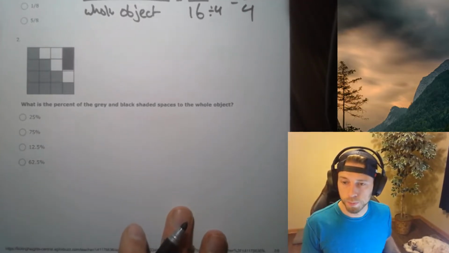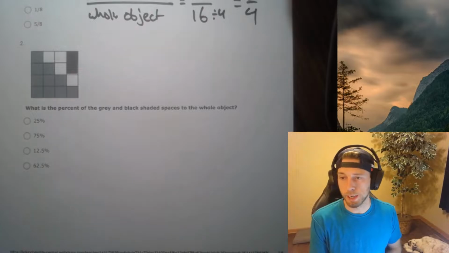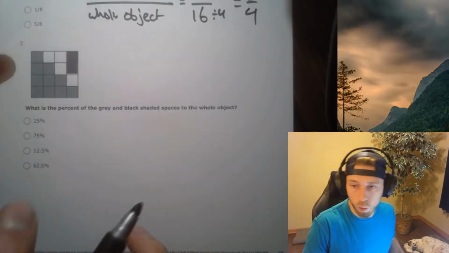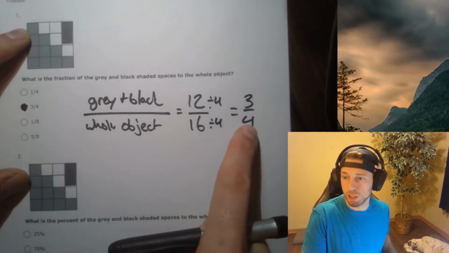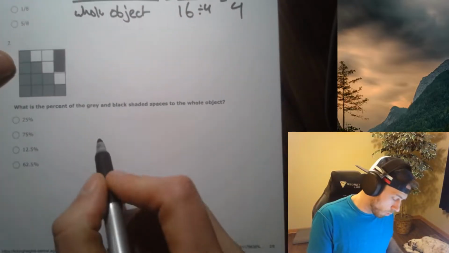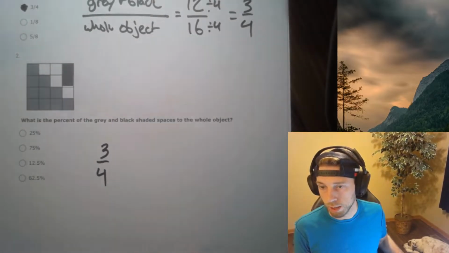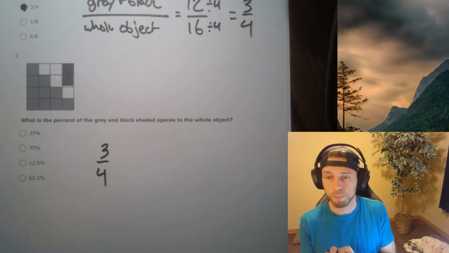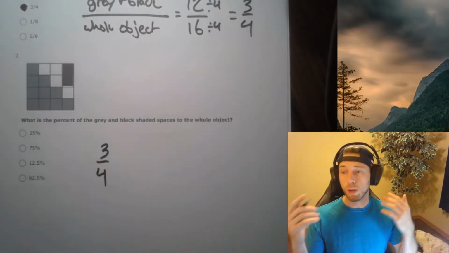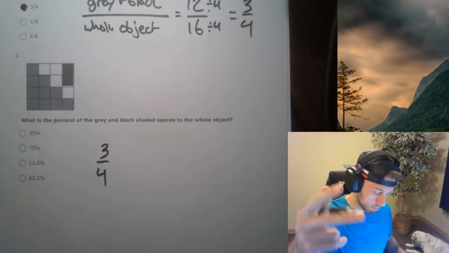Number 2, what is the percent of the gray and black shaded spaces to the whole object? So now we have the exact same picture here, so we can use the same information that we got from up here, right? We know that the fraction is 3/4. We know that the shaded area, the black and gray shaded area to the whole object is 3 to 4. Now what we need to do is convert that to a percentage. And there's a couple different ways we can do that. I'll show you 2 of them, and I'm going to do them quickly.